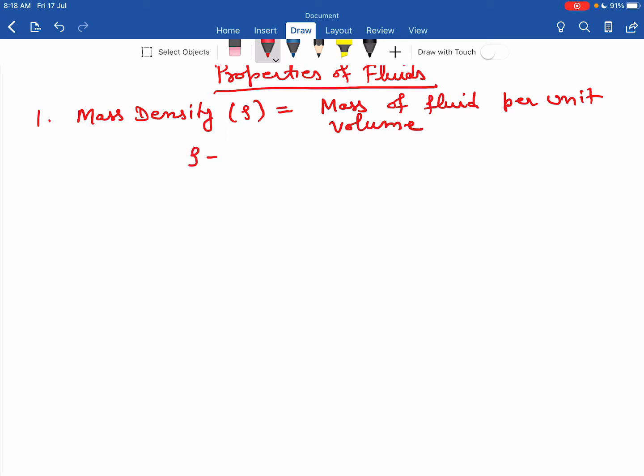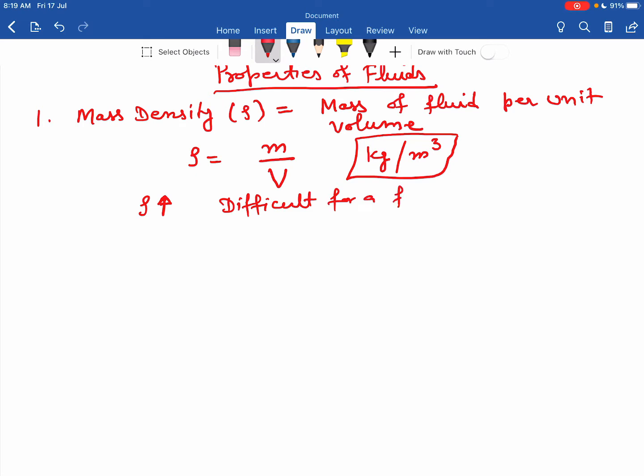So the formula for rho is m upon v. Its SI unit is, for mass the unit is kg and for volume the unit is meter cube. So this is its SI unit for mass density. The greater the value of rho, the more difficult it is for a fluid to flow. The density of water is 1000 kg per meter cube.